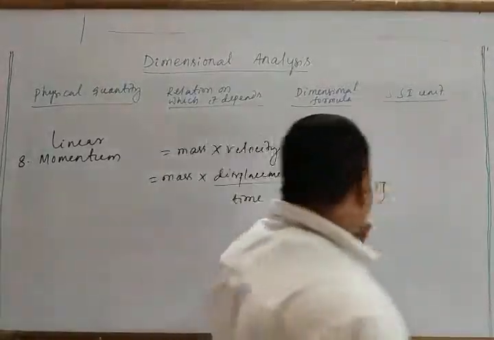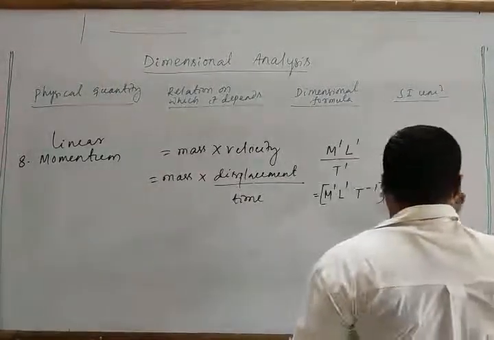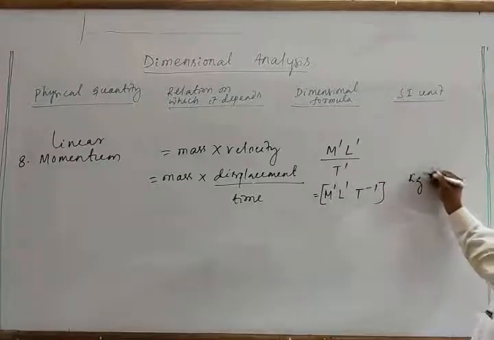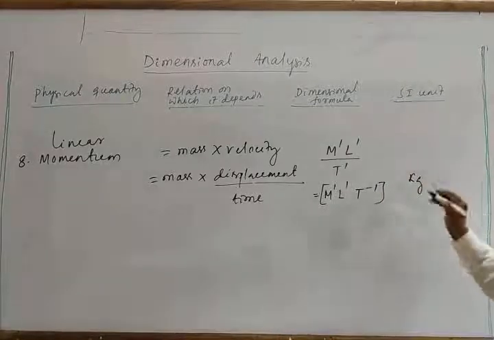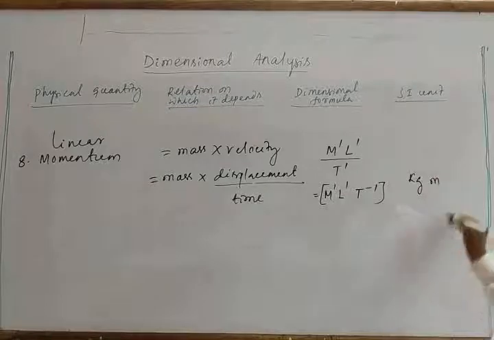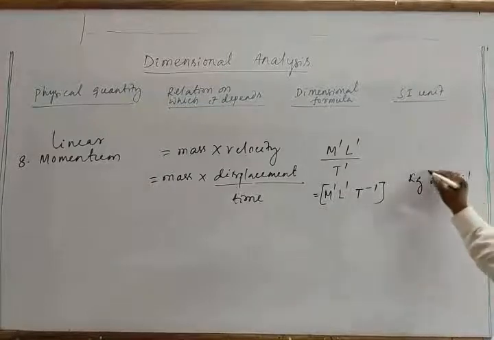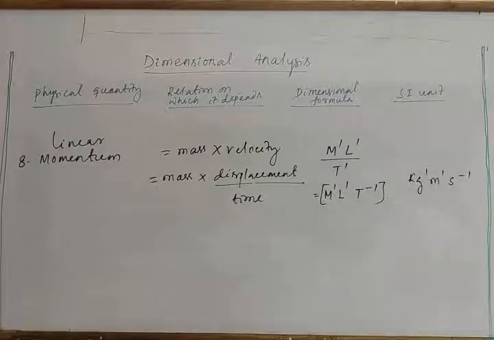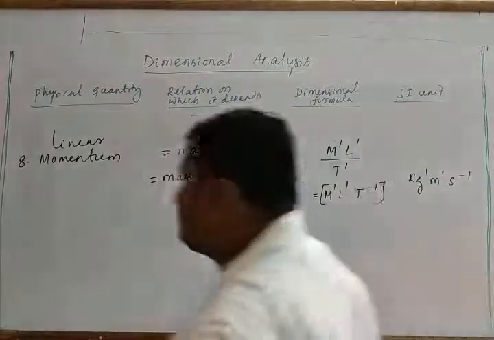Okay. What is the SI unit? kg 1. No need to write 1. It means kg power is 1. Length meter 1. Time second minus 1. Or you can write 1 1 minus 1. That is a very simple one. Okay. Then we will go for the acceleration.